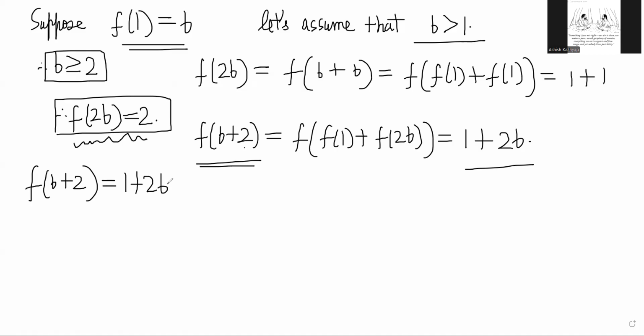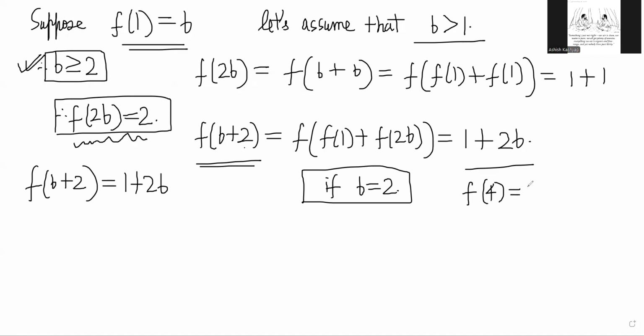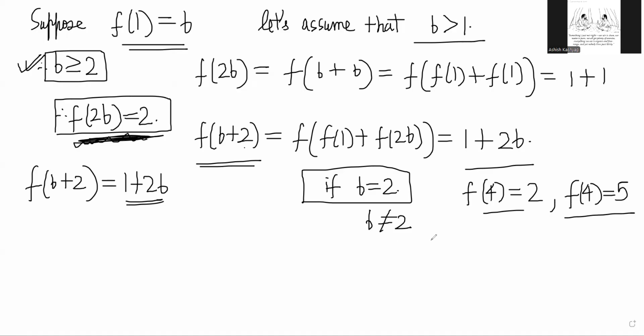Great. Now here, we had started by saying b could be greater than or equal to 2, right? If b is equal to 2, we get a contradiction, because we get f of 4 is equal to 2 using this condition, and we get f of 4 is equal to 5 using this condition. So that is a clear contradiction. So therefore b cannot be equal to 2. So b must be greater than 2, the only other case.